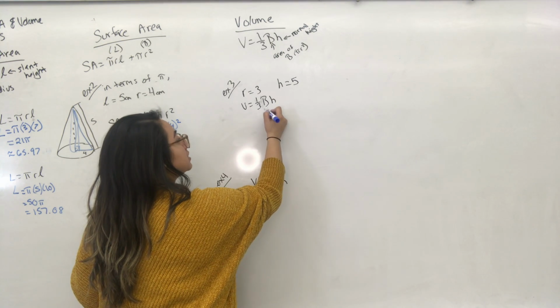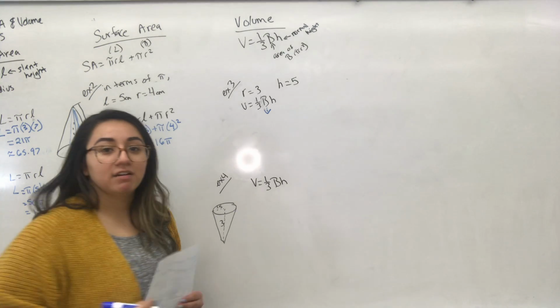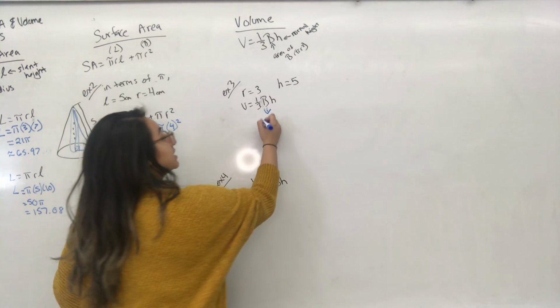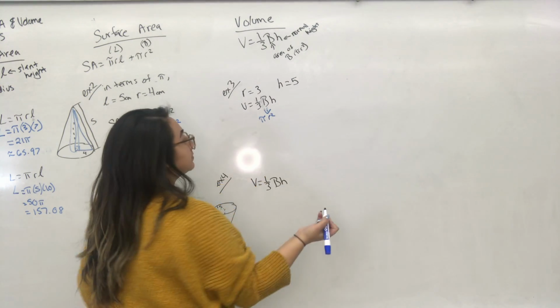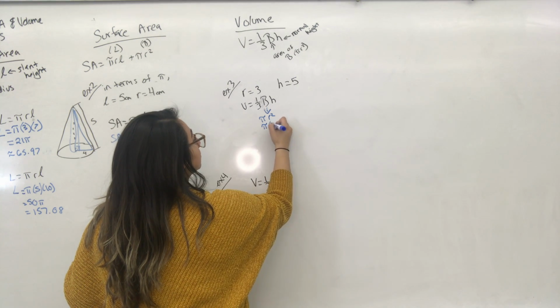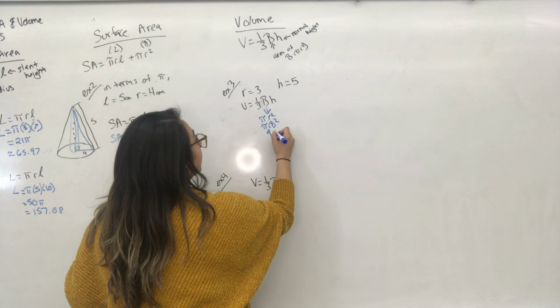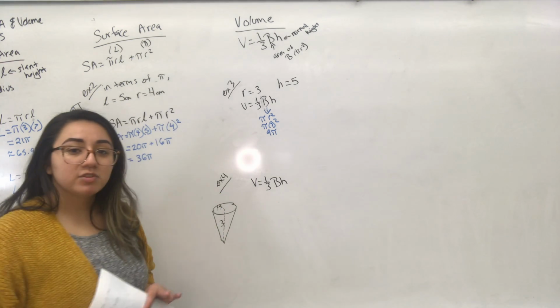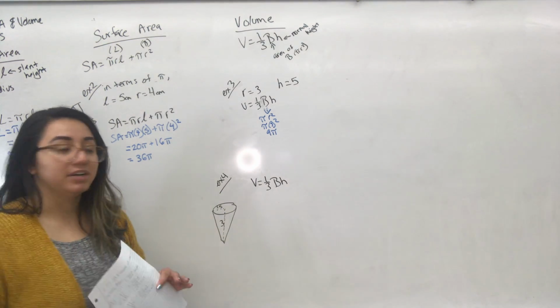Before we even solve for this equation, we have to find the area of the base first. The area of the base is pi r squared. So it's pi times 3 squared, which will give us 9 pi. And I'm not going to multiply the pi out just yet. I like to do that in the very end.